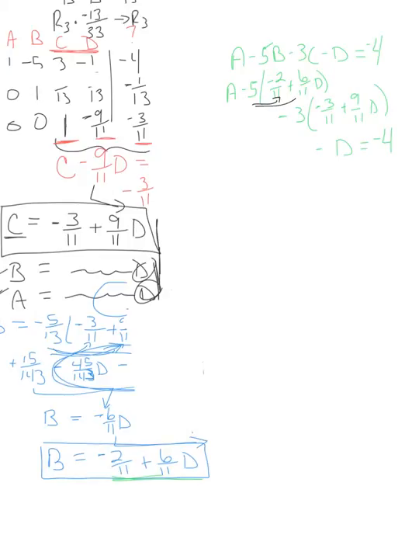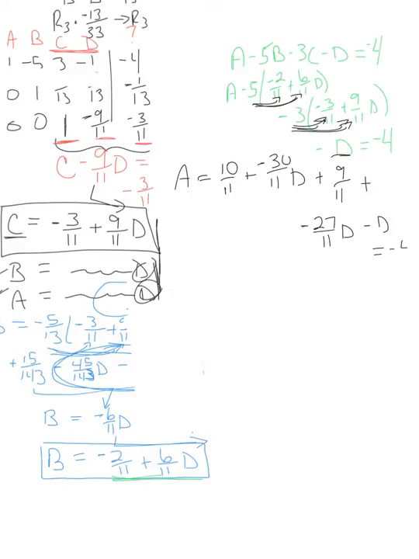Okay, I'm going to multiply in this 5 right here. So let's see if I can put all this stuff together without making a mistake. A equals negative 5 times 2/11 will be 10/11. Plus negative 5 times 6 will be negative 30/11 D. So there's those two. Now I'm going to take this negative 3 into this one. So negative 3 times 3/11 will be positive 9/11. Plus negative 3 times that one will be negative 27/11 D. And then right here I have a minus D equals negative 4.